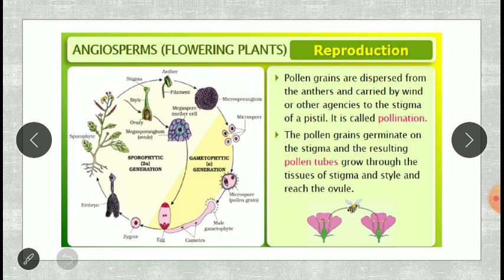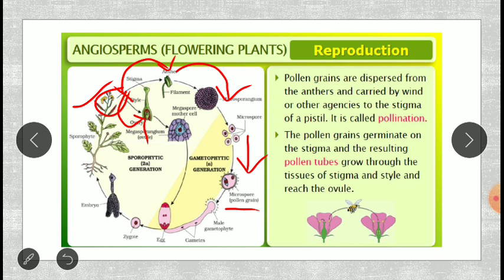So, pollen grains. Now let us see how exactly reproduction in the angiosperms takes place. Suppose this is your plant, and in the plant the flower is produced. This flower consists of the male part, which is the anther, and the female part, which is your ovary, in which the ovules are present. The male part contains the microspores. So these microspores, when matured, form the pollen grains.